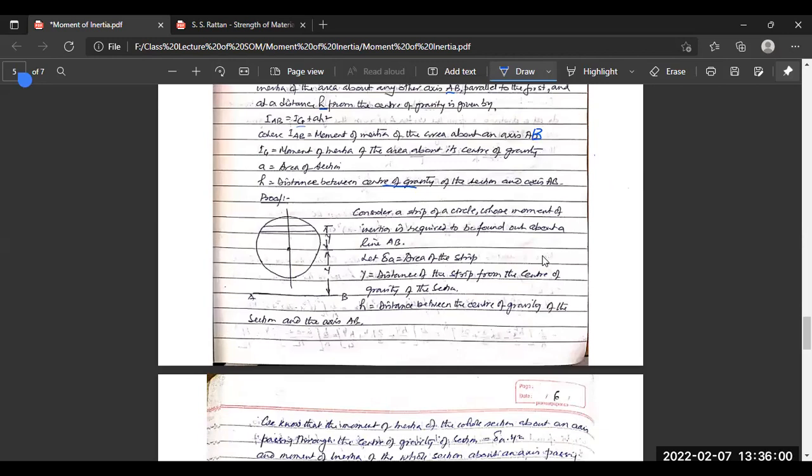Consider a strip of a circle whose moment of inertia is required about a line AB. So this is the circle given here, and this is the line AB of our consideration, which is not going through the circle anywhere, but is away from the circle, but its distance is known. Its distance from the center of gravity, which is at the center of the circle, is given as y.